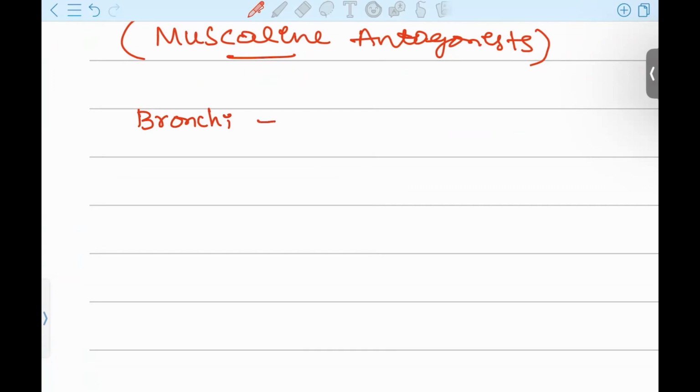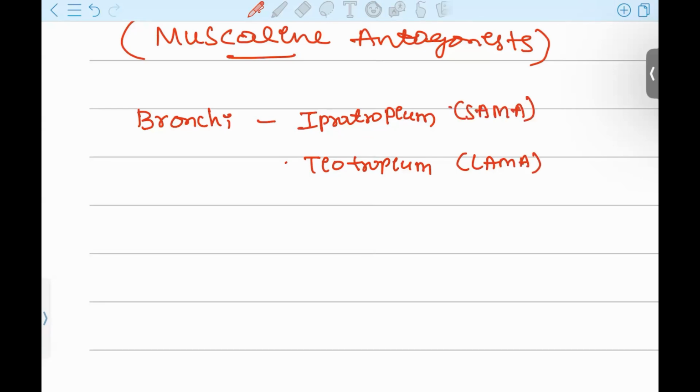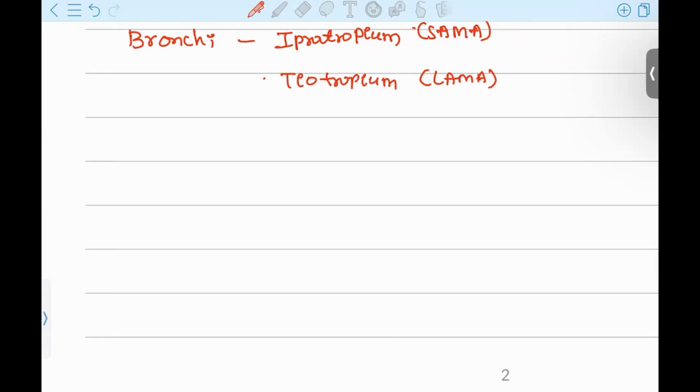Drugs like ipratropium, which is short acting, or you can also give tiotropium, which is long acting. This is your long acting muscarinic antagonist, and this is your short acting muscarinic antagonist. These drugs you can give. And for patients having eye symptoms, you can give cyclopentolate, and also you can give atropine. Tropicamide can also be given.